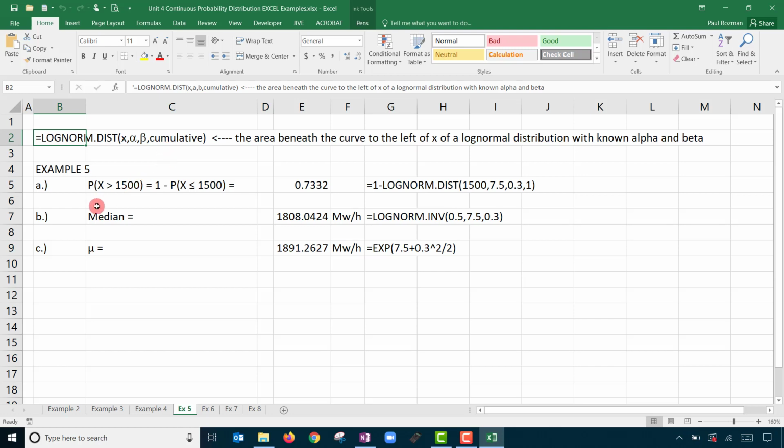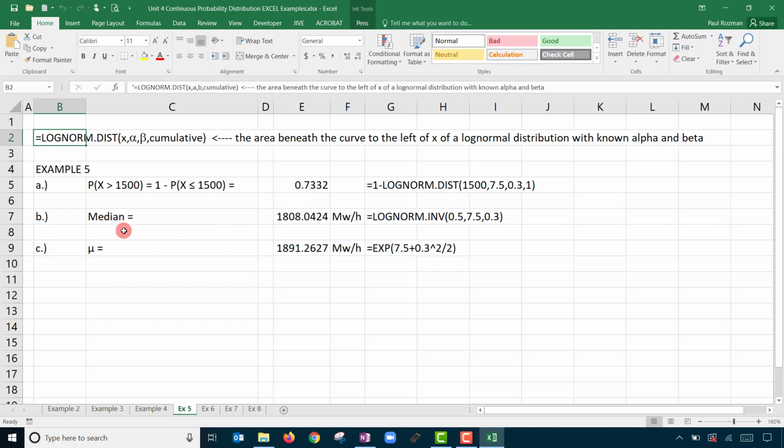So in our example, we had what's the probability of being above 1500? So we do 1 minus below 1500, and that function is just given here. LOGNORM.DIST 1500, alpha 7.5, beta 0.3, and yes, it is a cumulative distribution. And we matched the answer that we had before, and we didn't even have to calculate any z-scores or look anything up in any tables.